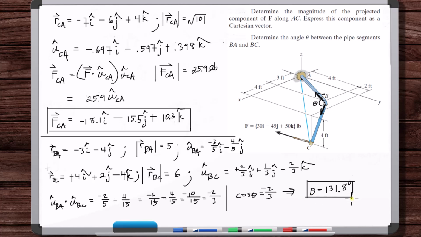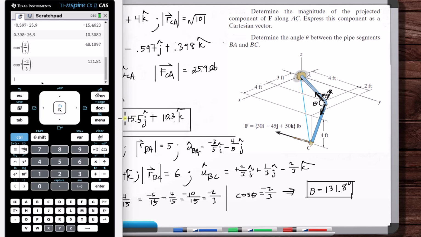You see where I messed up? We wanted U hat BA and U hat BC, but I did U hat CB. So that angle, that 45 point something angle, was this angle, right? That would be 180 minus 131.8. See?